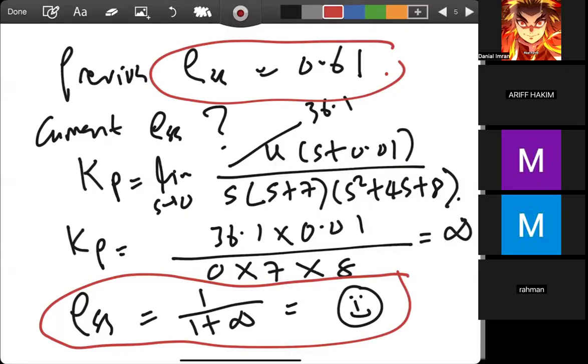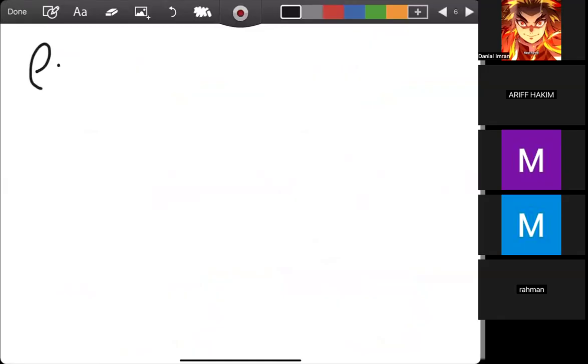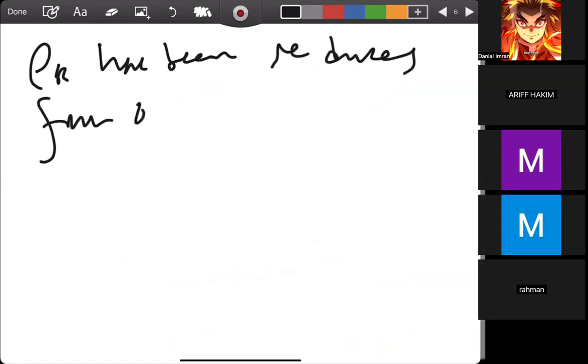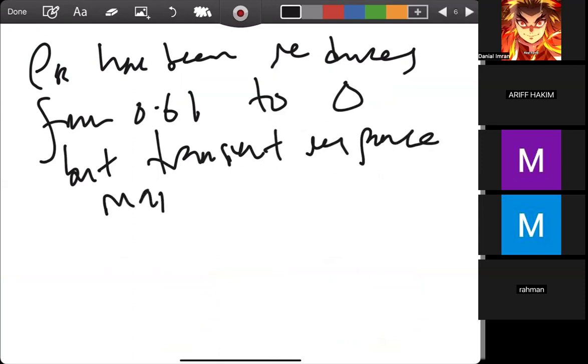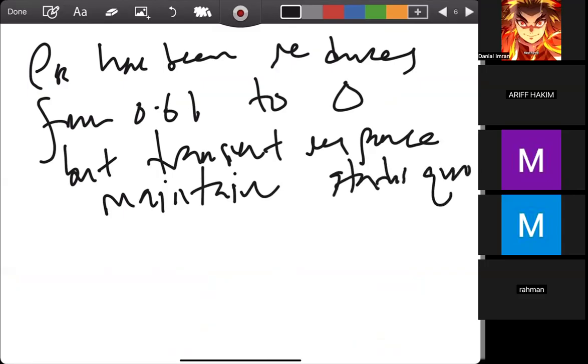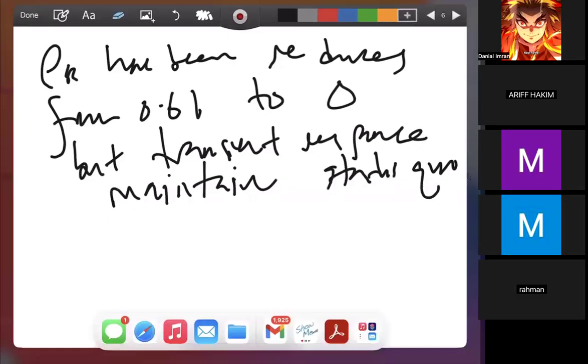Okay. Has been reduced from 0.61 to 0, but transient response maintained. Status quo. Status quo meaning no change. Okay. So what is the next question?